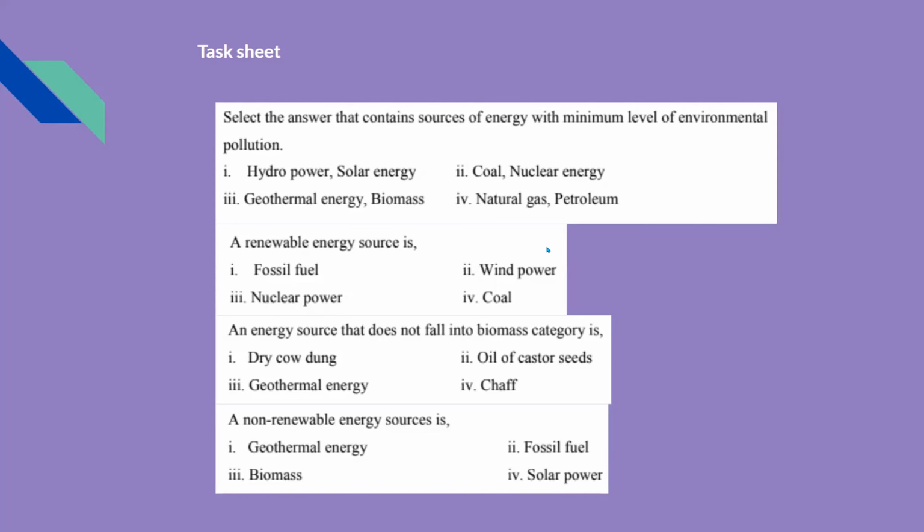No. Okay. First question. Select the answer that contains sources of energy with minimum level of environmental pollution. First answer, hydropower, solar energy. Second one, coal, nuclear energy. Third one, geothermal energy, biomass. And fourth one, natural gas, petroleum. So, what is your answer, Pute? Tell me. I will call your name.